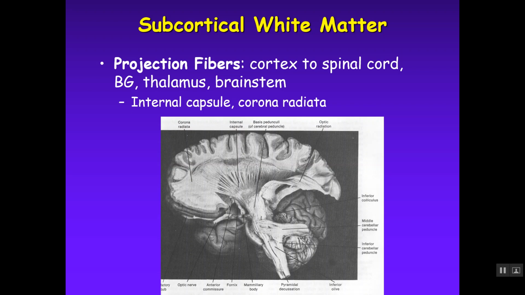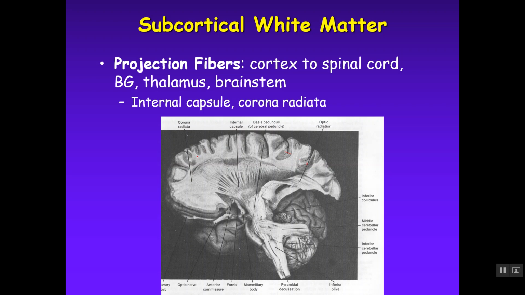They're projecting from one structure to another, typically within one side of your brain. Okay, so they're not crossing over from one side. This is going usually vertically. These tend to be more vertically oriented white matter structures. They're projecting up and down. Mainly we're talking here about the internal capsule and the corona radiata.